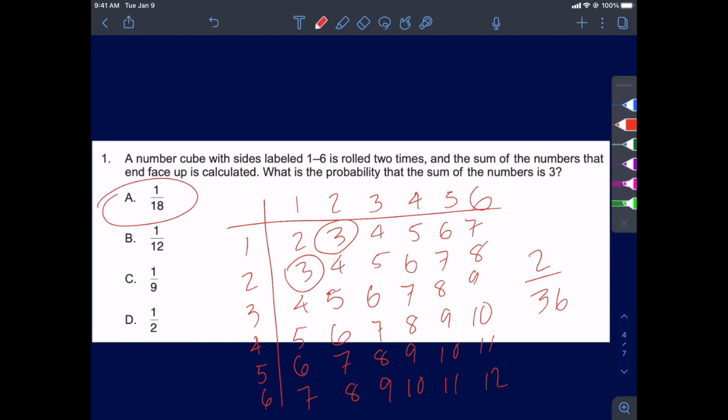You might have recognized that there's going to be 36 options. You could probably have mentally thought through the 2 ways to get 3. Either way, this nice table could help us with all kinds of other questions, like what's the probability that the sum would be greater than 9? We could look at all those options too.